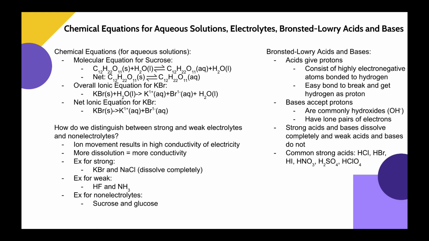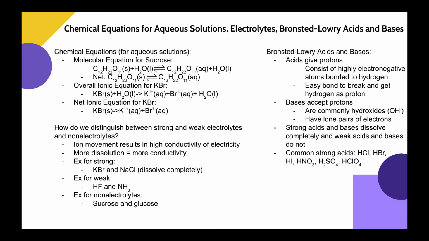In these equations, there's not a reversible reaction since it dissolves almost completely, meaning that it's a strong electrolyte. So moving on to how we distinguish between strong and weak electrolytes and non-electrolytes, let's remember that ion movement is what results in high conductivity of electricity. This means the more an ionic compound dissolves, the higher conductivity it will have, and therefore the stronger it'll be as an electrolyte. This is why, for example, the potassium bromide was a strong electrolyte. It dissolved almost completely, so it conducted electricity well.